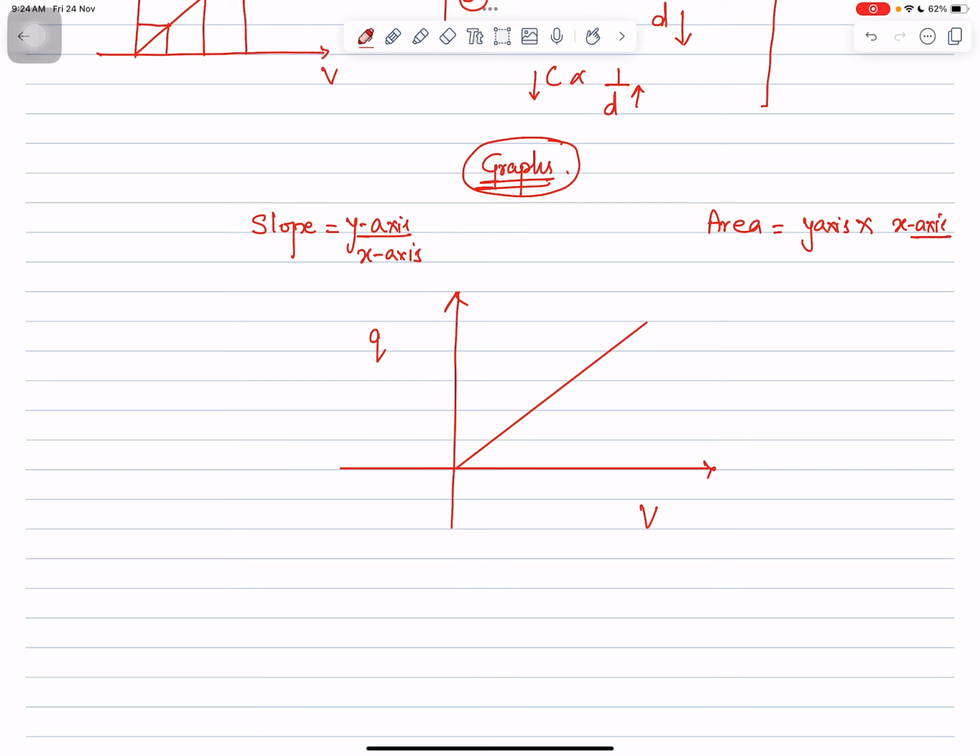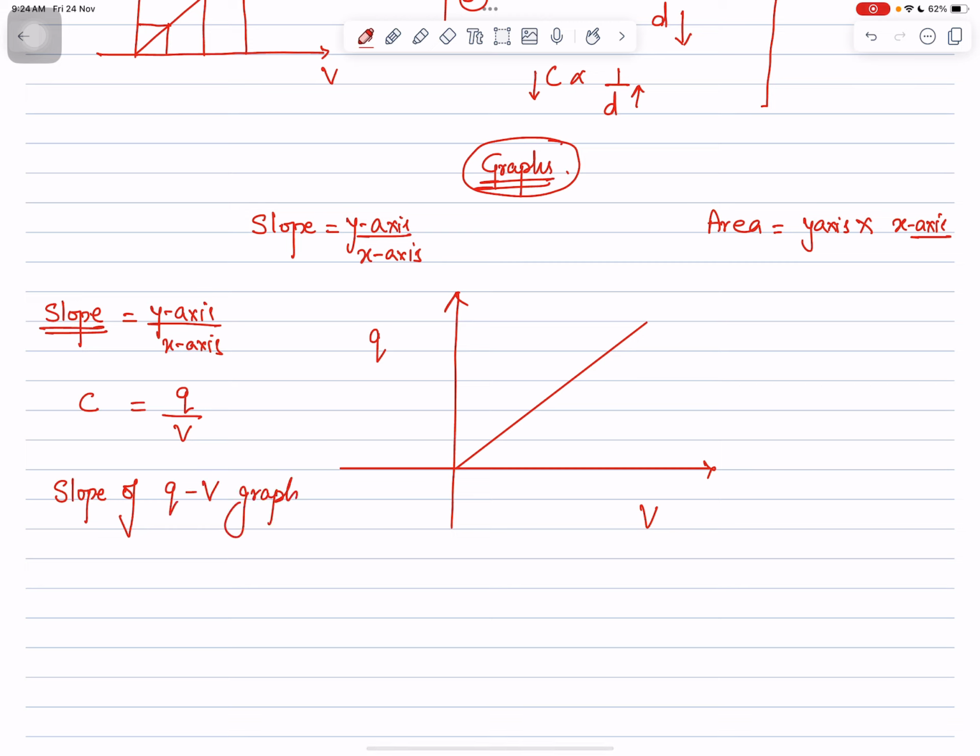If you divide, just try to understand slope, y-axis divided by x-axis, what values are you getting? Q divided by V. So can I say C is Q divided by V? So can we say the slope of the QV graph equals the capacitance? Yes or no?